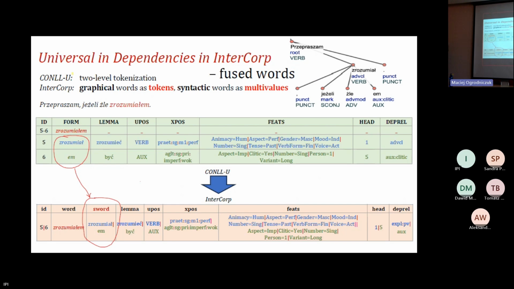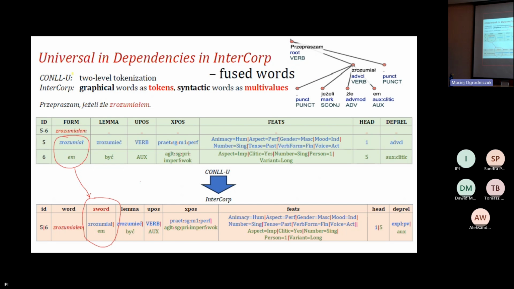So in InterCorp, we use a search interface that cannot do such a thing. It cannot handle two-level tokenization. So what can we do? Well, we can preserve this tokenization. Yeah? But because people are usually used to words looking the same as in print, not split, we opted for the second option. No, it's not uncontroversial, but it's the way we did it. So we keep the token as the orthographic form, and we annotate it with so-called multi-values.